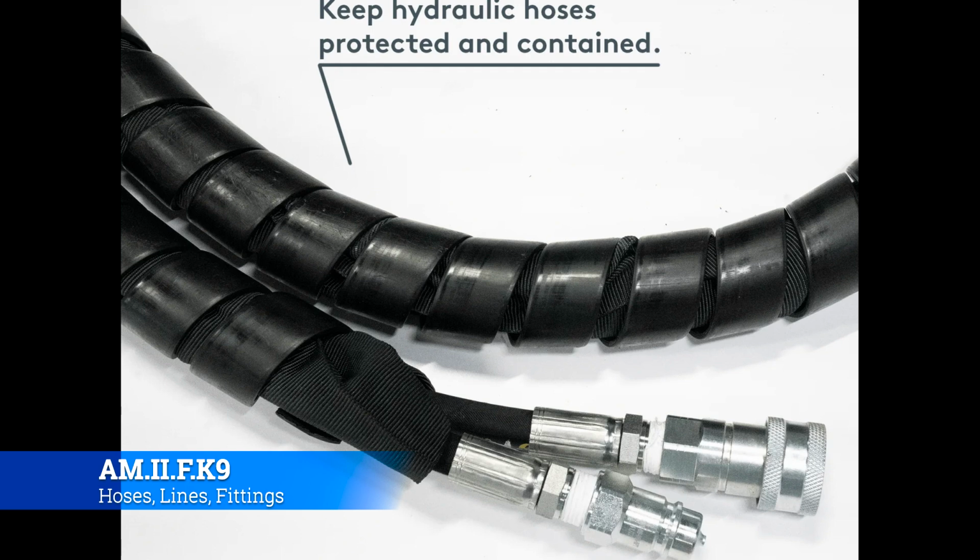Okay, another option is what's known as snake skin. That's the colloquial name for it, but essentially it's hose guards, plastic hose guards. That type of nomenclature is probably more proper. But essentially, what this does is it protects the hydraulic hoses from rubbing up against things.